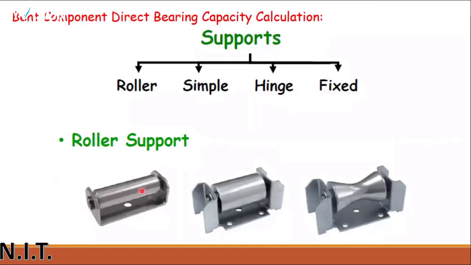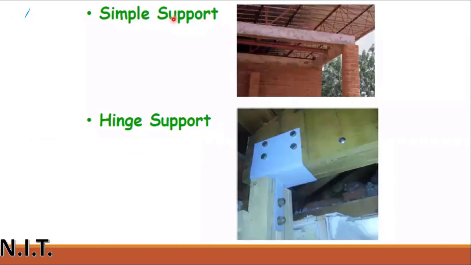This is the demonstration of roller support. You can see the 3 different pictures for roller support. These are the roller supports. And simple support, this is an example of simple support. You can see this beam is simply supported because of one wall and one column. So this type of beam is called a simply supported beam.